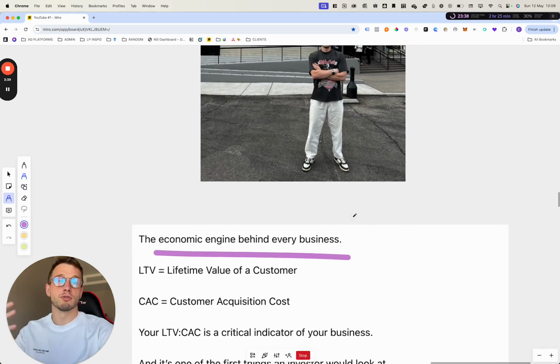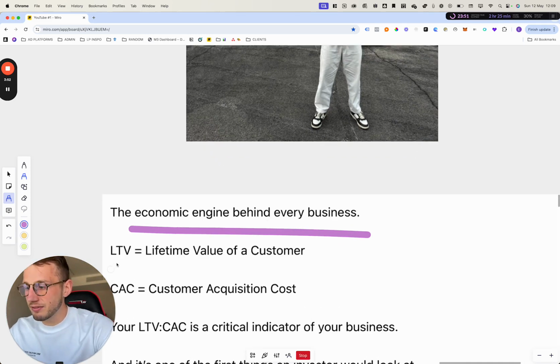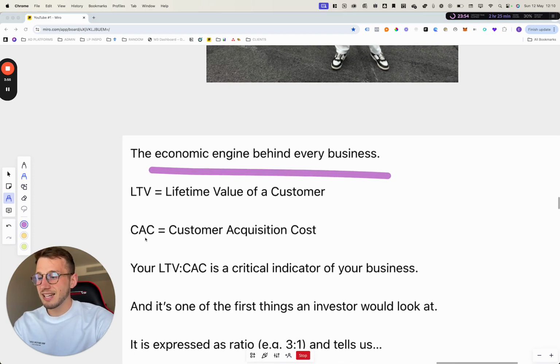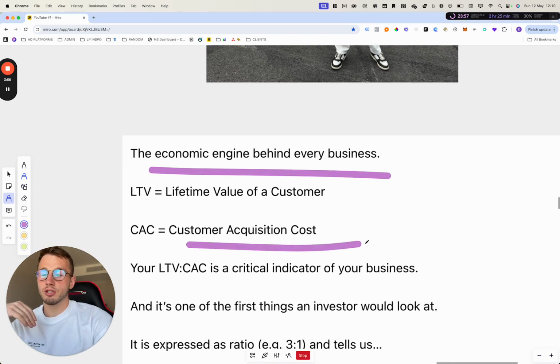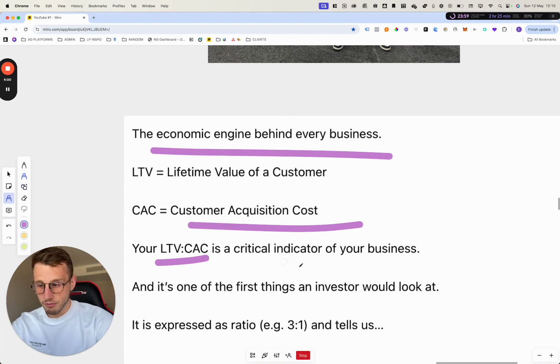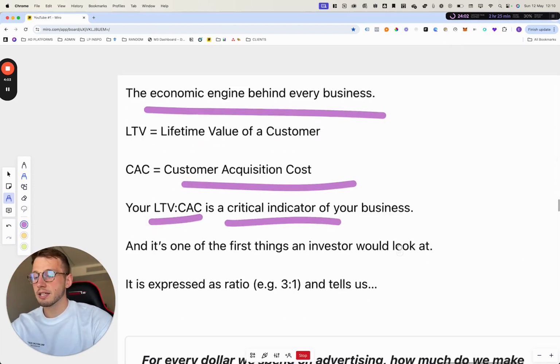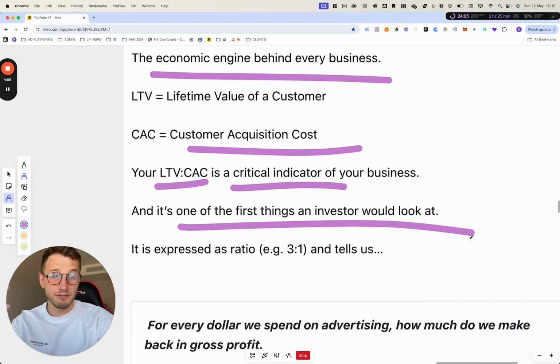And it's going to be tough to grow a business sustainably and properly if you don't know this, and therefore if you don't know it, it's hard to set about allocating your resources so that you can properly improve it. So to begin to demystify it, LTV stands for lifetime value, and CAC stands for customer acquisition cost. And so your LTV CAC is a ratio, and it's a critical indicator of your business. And in truth, it's one of the very first things an investor would look at. And even if you're not looking to sell your business, you still want to have a good one, because investors buy great businesses, and therefore if you run a great business, it's going to be great for you anyway.